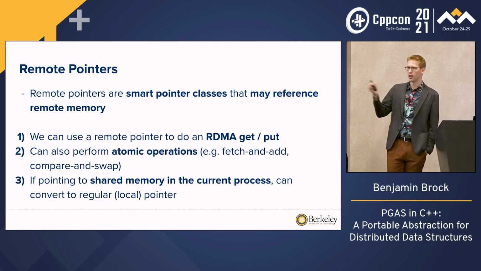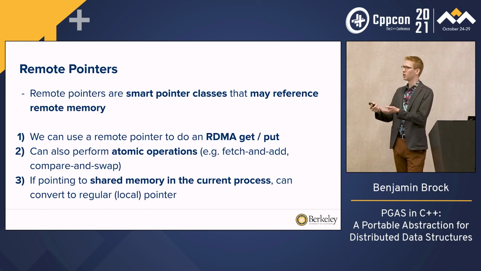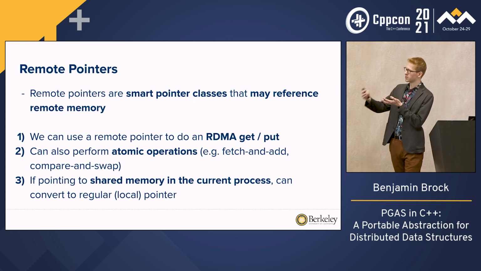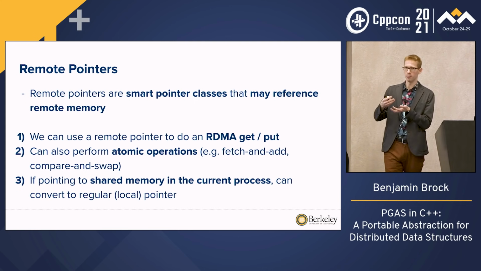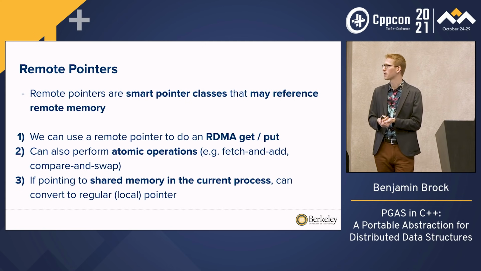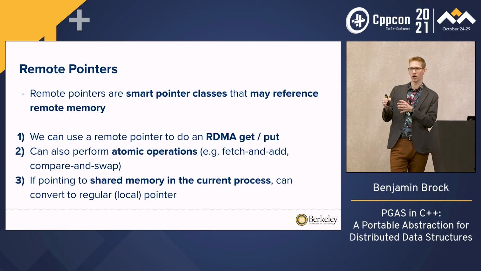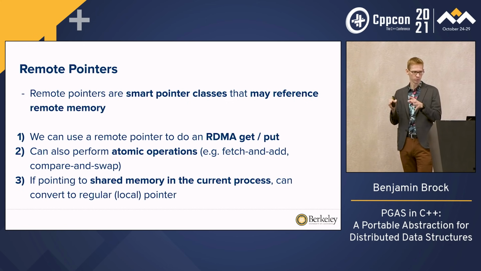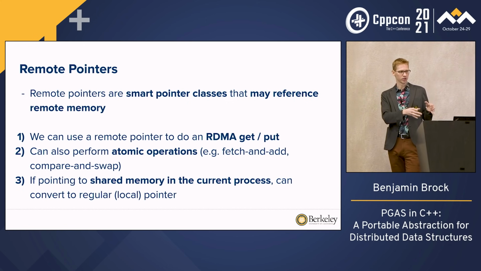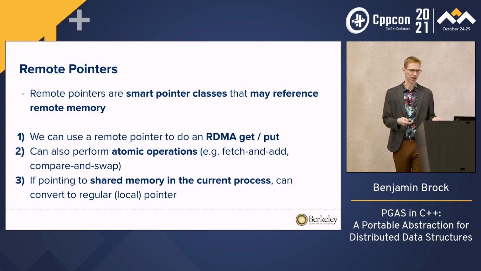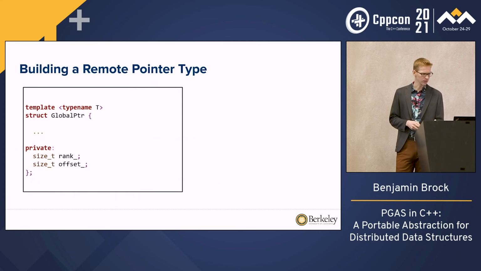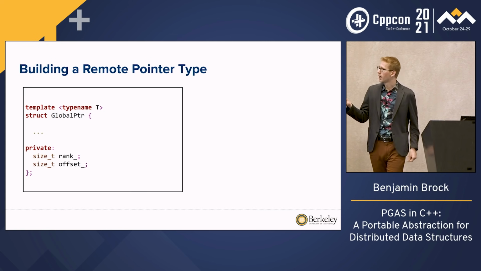So you can implement methods that take in the smart pointers and then will perform regular gets and puts. You can also implement methods that will perform atomic operations. And if you have a global pointer, excuse me, a remote pointer that happens to be on the current process, you can convert it into a local pointer. So then you could do local memory operations. So let's take a look at what this could look like if we implement it.